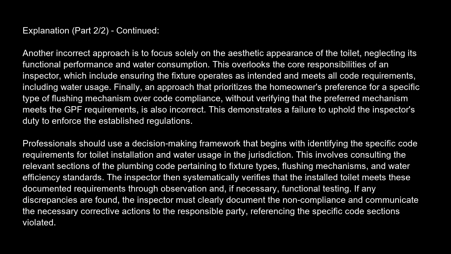Professionals should use a decision-making framework that begins with identifying the specific code requirements for toilet installation and water usage in the jurisdiction. This involves consulting the relevant sections of the plumbing code pertaining to fixture types, flushing mechanisms, and water efficiency standards. The inspector then systematically verifies that the installed toilet meets these documented requirements through observation and, if necessary, functional testing. If any discrepancies are found, the inspector must clearly document the non-compliance and communicate the necessary corrective actions to the responsible party, referencing the specific code sections violated.